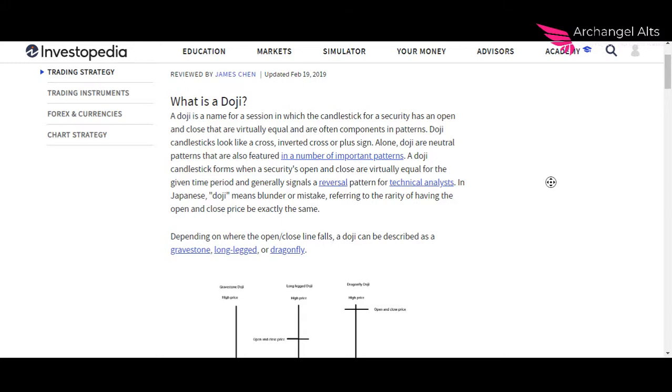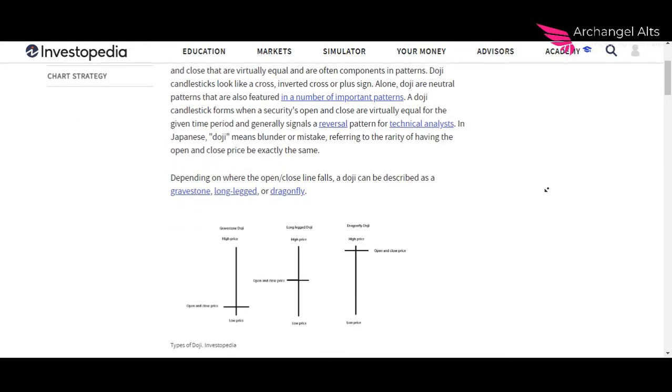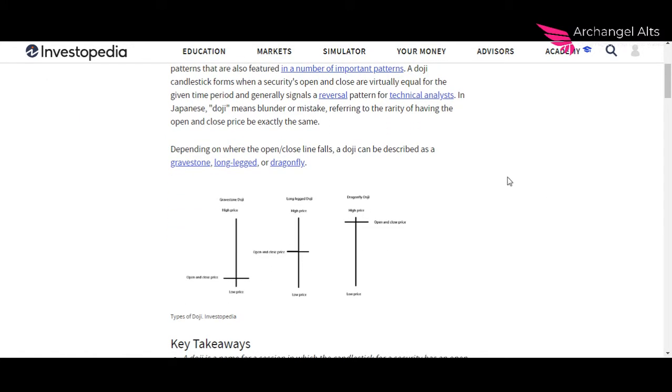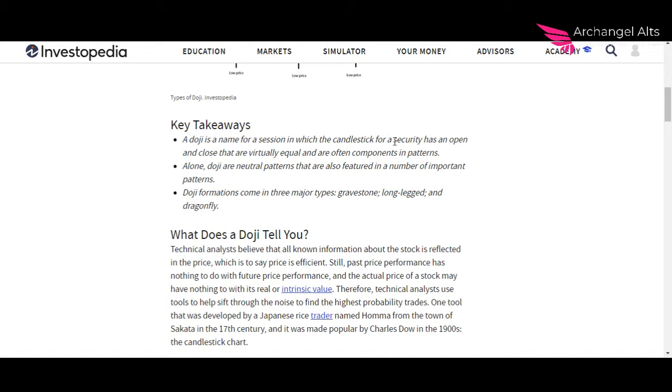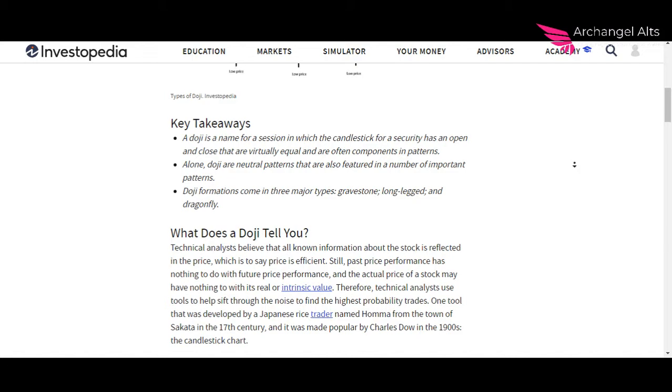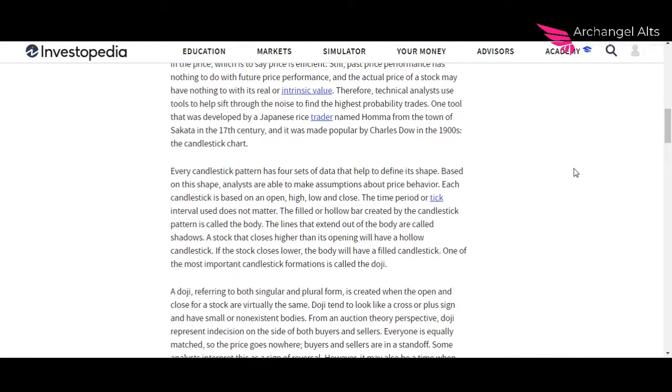In Japanese, doji means blunder or mistake, referring to the rarity of having the open and close price be exactly the same. Depending on where the open-close line falls, a doji can be described as a gravestone, long-legged, or dragonfly. Key takeaways: it's the name for a session in which the candlestick for a security has an open and a close virtually the same. Alone, they're neutral patterns, also featured in a lot of other patterns. Doji formations come in 3 major types, and then we saw a whole bunch of different combinations and setups.